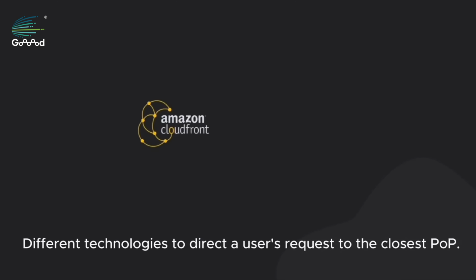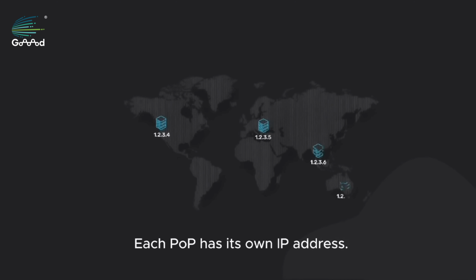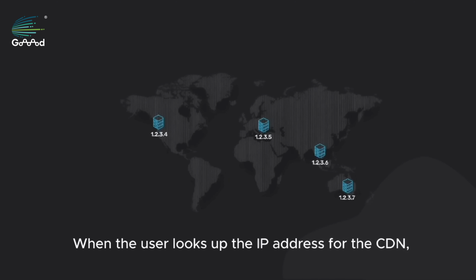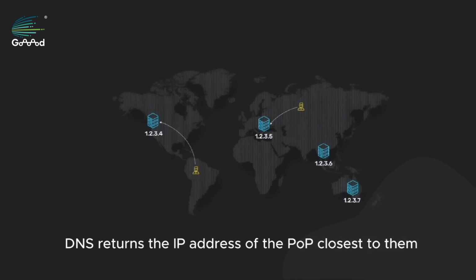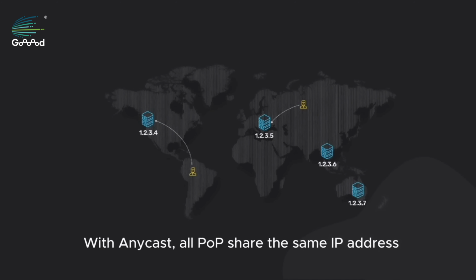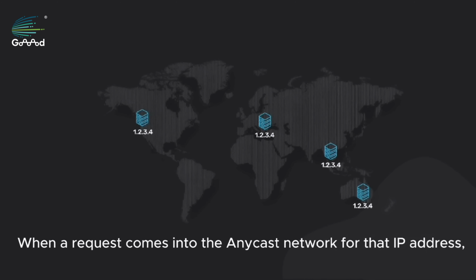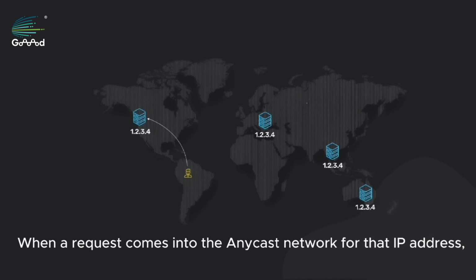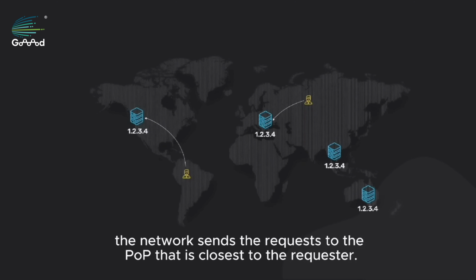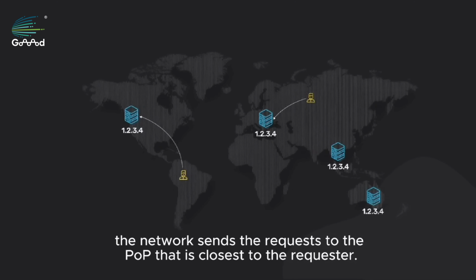There are different technologies to direct a user's request to the closest POP. With DNS, each POP has its own IP address. When the user looks up the IP address for the CDN, DNS returns the IP address of the POP closest to them. With Anycast, all POPs share the same IP address. When a request comes into the Anycast network for that IP address, the network sends the request to the POP that is closest to the requester.